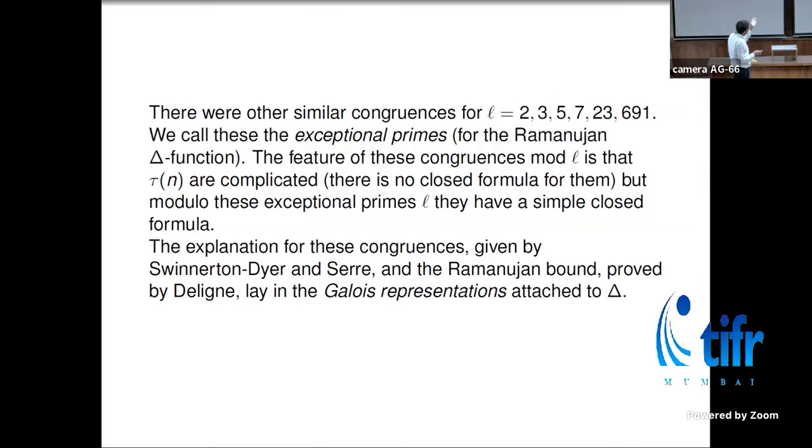Right, so there were these six primes, which are called exceptional primes for the Ramanujan delta function, for which there were congruences for tau n. So tau of L was equal to L to the A plus L to the B or something, for some fixed A and B, mod those primes. But only for these primes. Right? So the explanation for these congruences, given in the 1960s, and the Ramanujan bound, right? The answer lay in the Galois representations associated to the delta function.